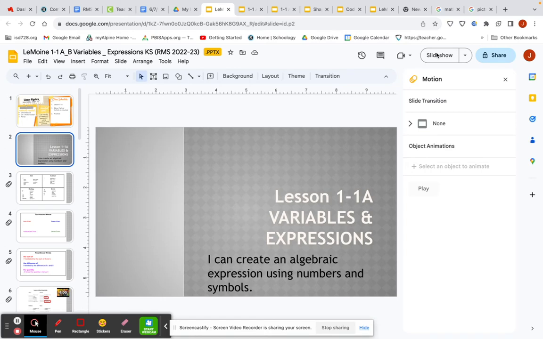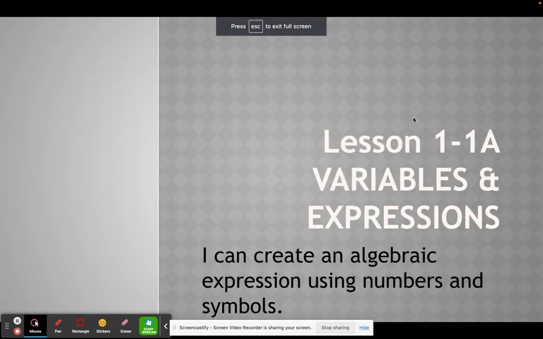Hi everyone, we're going to be doing our first lesson today. It is lesson 1.1a, or chapter 1, part A. Our objective is to create an algebraic expression using numbers and symbols. This is already printed on your note sheet, the objective. Make sure you're filling in your notes as you go.